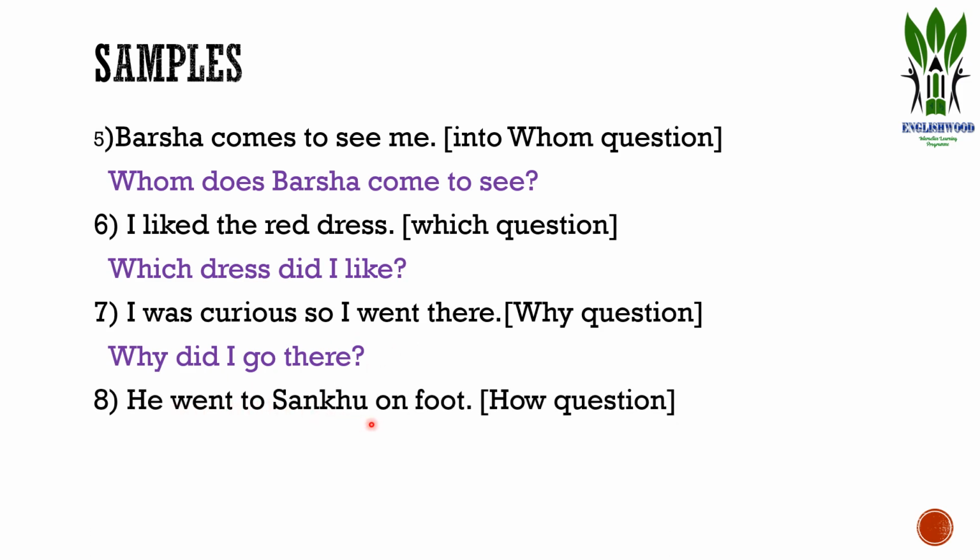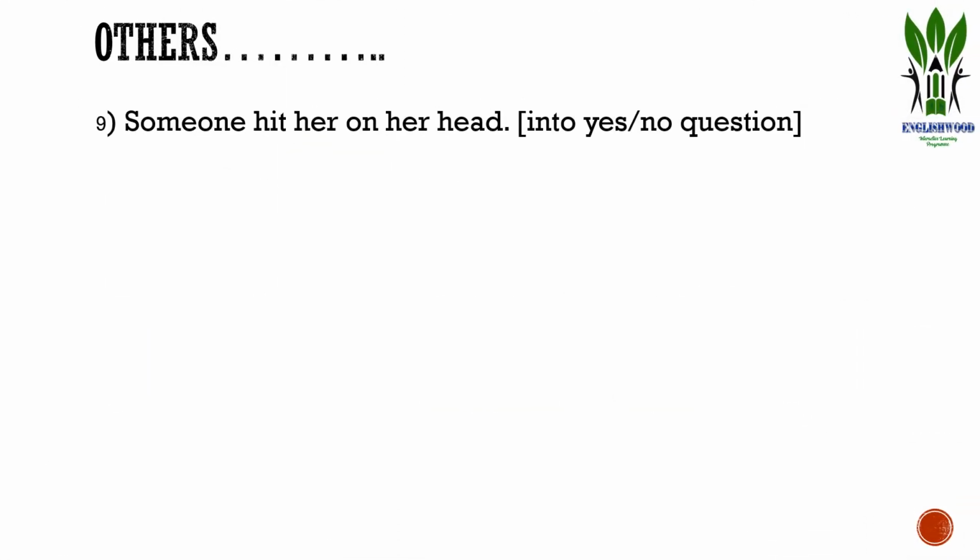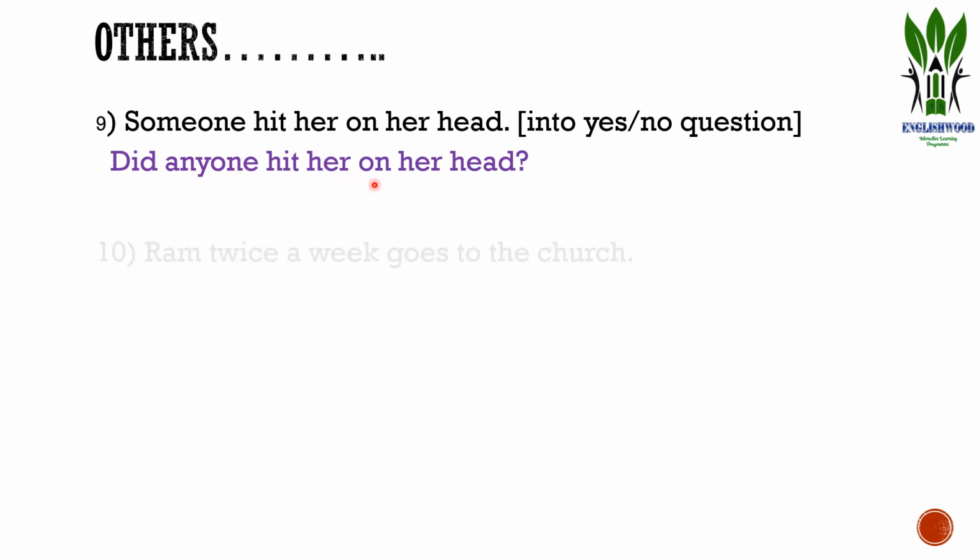He went to Sankhu on foot. How? So on foot answers. So how did he go to Sankhu? Answer is he went to Sankhu on foot. So went is did. So some other examples: someone hit her on her hand, into yes no questions. Did anyone hit her on her hand? So yes no question means someone hit is verb 2. If it is hits, verb 1. Otherwise it's hit. We have learnt earlier. So did anyone, someone changes into anyone. Did anyone hit her on her head?